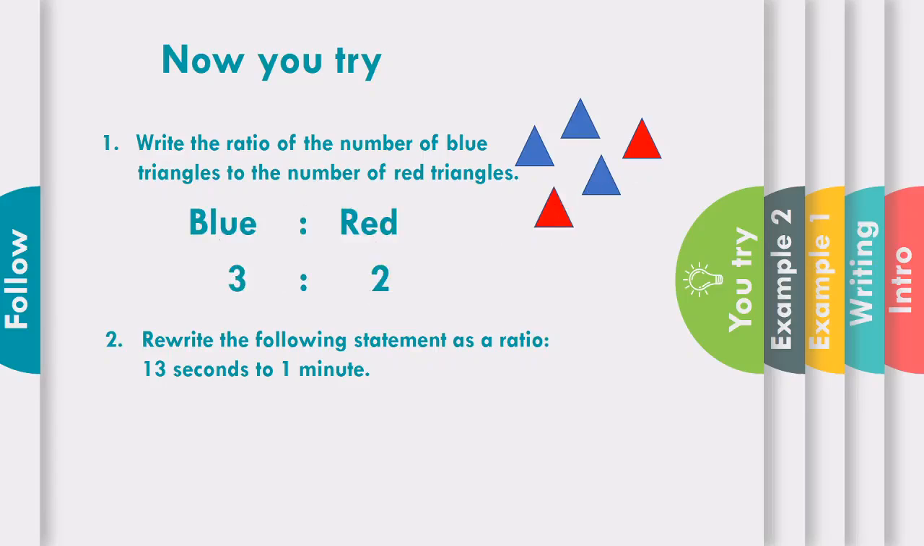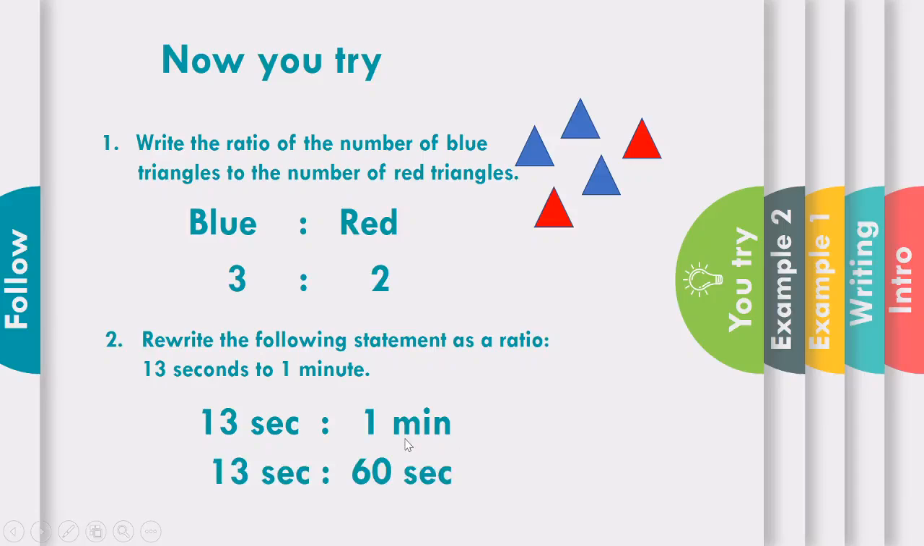Awesome. Guys, for question 2, we need to rewrite the statement as a ratio, and it's 13 seconds to 1 minute. Okay, so we're going to write that in, 13 seconds to 1 minute. Now, we've got to remember to convert these units to the same type of units. So we're going to convert this 1 minute into seconds, and we'll remember that there's 60 seconds in 1 minute. And once we've done that, we remember that ratios don't include units in their answer, so I'm going to get rid of those units, and there we have our ratio.